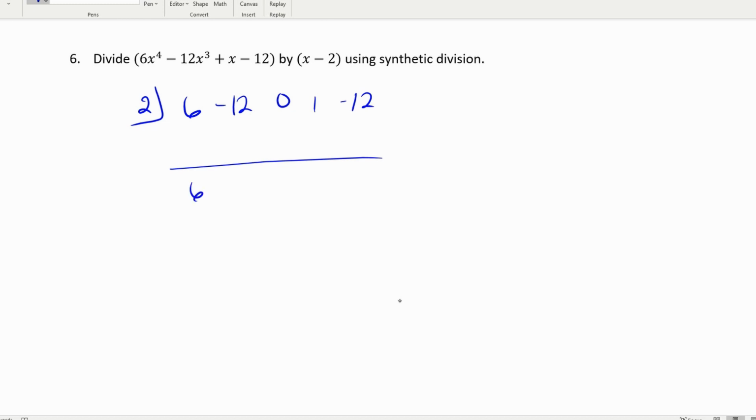Bring the 6 down. 2 times 6 is 12, so negative 12 plus 12 is 0, then 0, 0. 1 plus 0 is 1, 2 times 1 is 2, and I get negative 10 at the end. So I start writing this with 1 degree less from where I started. I have 6x cubed, 0x squared, 0x plus 1, and then minus 10 over x minus 2. And that's going to be our final answer here.